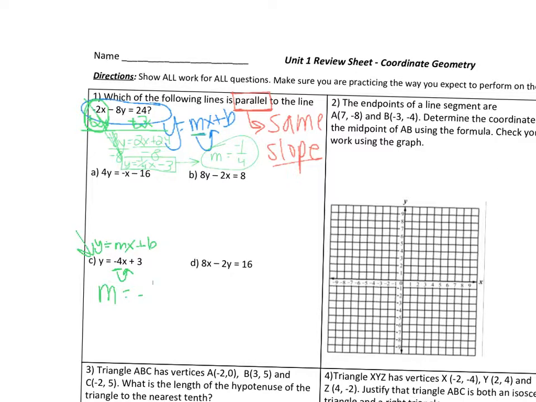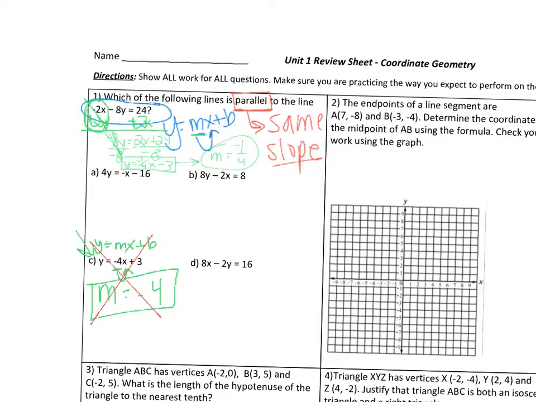And we see that the slope here is -4 for this line, this equation that we are given. And since that's not the same slope as the line we were given, we can rule out answer choice C.